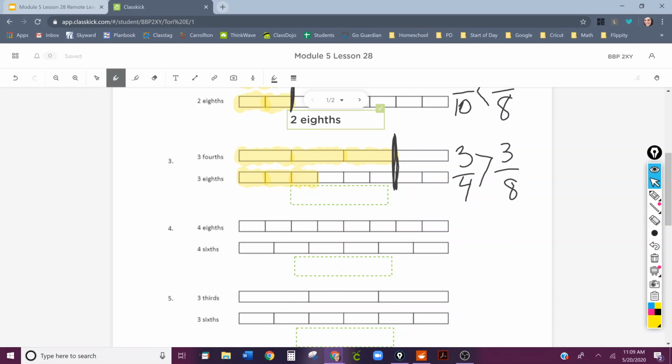So 3/4 is larger, which means our alligator eats the 3/4. 3/4 is greater than 3/8. And I need to put that in unit form, the larger fraction, which is 3/4.